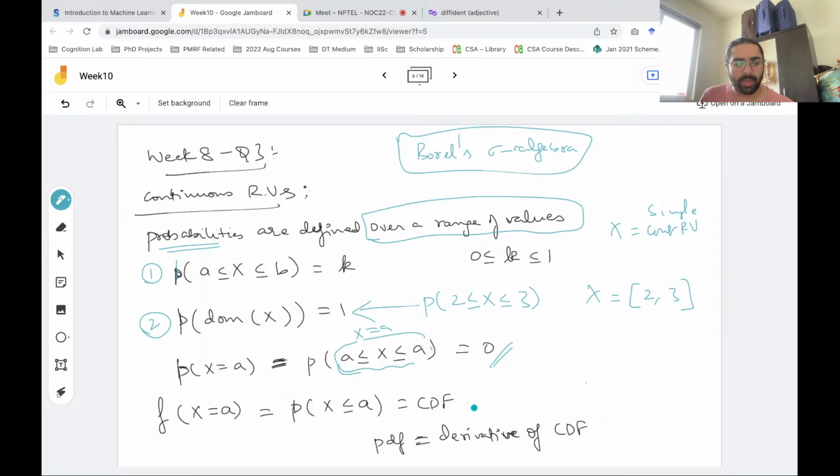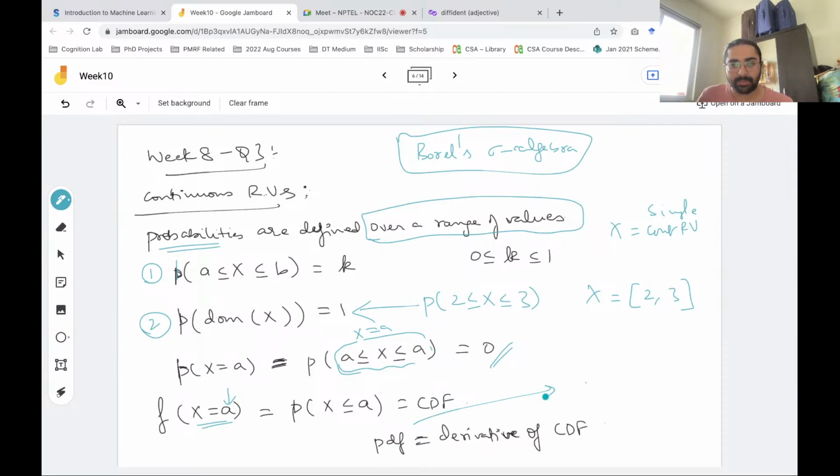So we then define something called the cumulative distribution function, that is called the CDF. The CDF is a function which takes one value, that is X equal to a, and spits out a probability measure defined as P of X less than or equal to a. So the CDF of a random variable at a point a is basically the probability that the random variable will be less than or equal to the given value a.